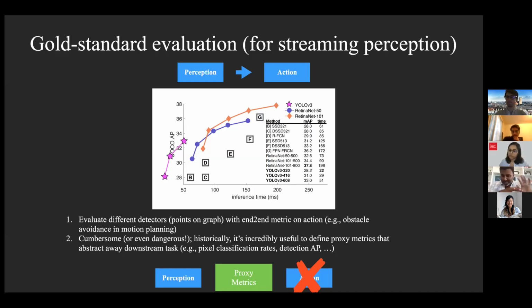So the hypothesis that we want to make is that there's a slight modification we can make to the metrics that we use now, one that actually takes into account this notion of being able to perceive in a real-time way.